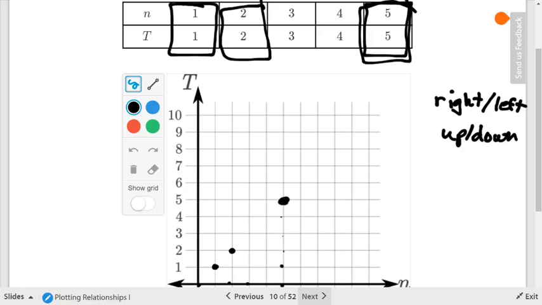Then up 5. Excellent. Okay? And you notice what's happening to the dots? They're all lining up in a straight line, right? So we'll just draw a line through them. Do I stop it there? No. Remember, it goes on infinitely, so it goes all the way through the graph, all the way to the other edge.